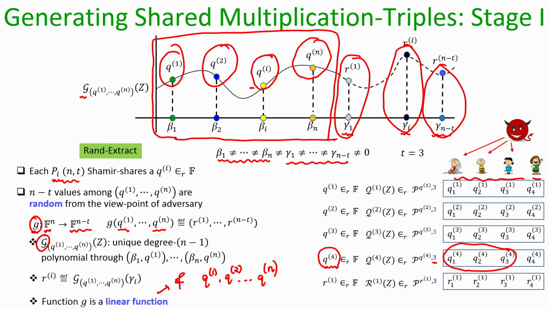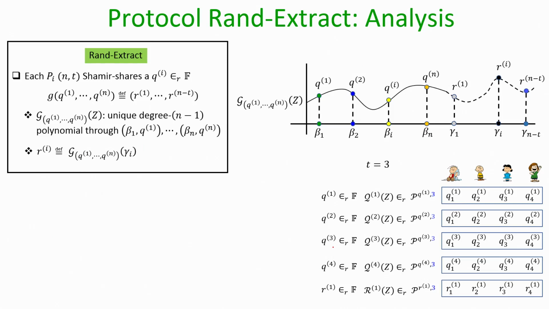So, in this specific demonstration, since t is equal to 3 and n minus t is equal to 1, I can imagine that there is a polynomial of degree 3 passing through beta 1 q 1, beta 2 q 2, beta 3 q 3 and beta 4 q 4, and evaluate that polynomial at gamma 1 to obtain R 1. Now, since the function g is a linear function, we can compute a secret sharing of R 1 by applying that linear function on the secret sharing of q 1, q 2, q 3, q 4. Okay. So, that is the randomness extraction protocol here.